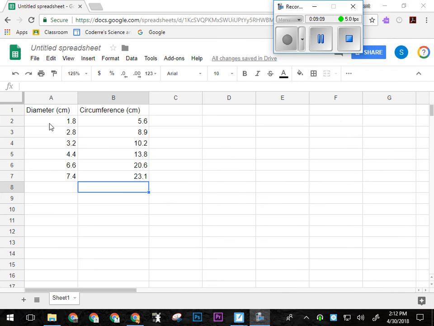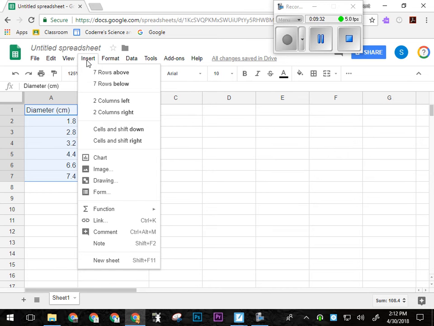Now, our next step is we want to actually build the graph. So what we need to do is put our pointer up in the very first box, click and drag until we've highlighted all of the data we want to graph, which in this case is all of the data. Once I've got it highlighted, I'm going to go up to Insert. When I click on that, it's going to give me a whole bunch of options. I want to go down here to Chart. It's about halfway down.